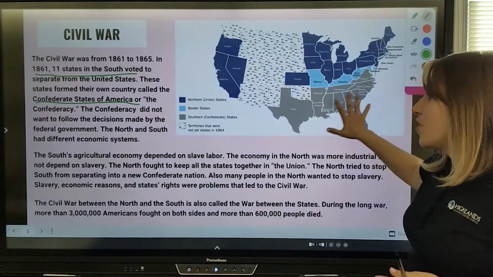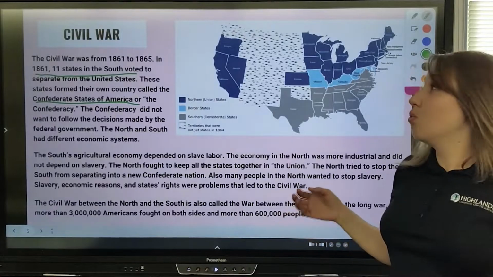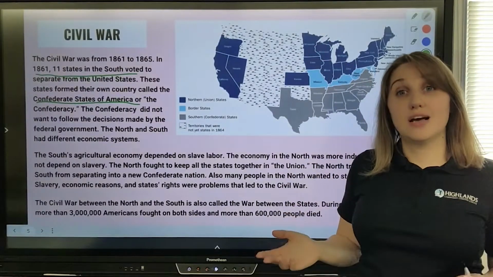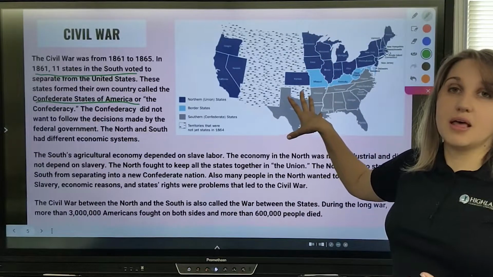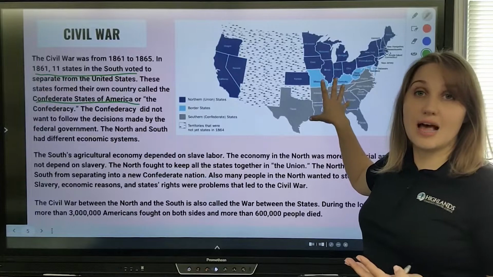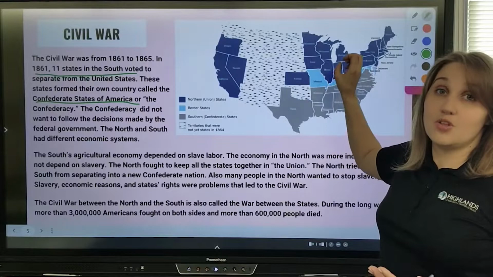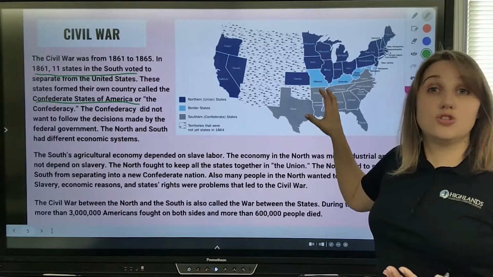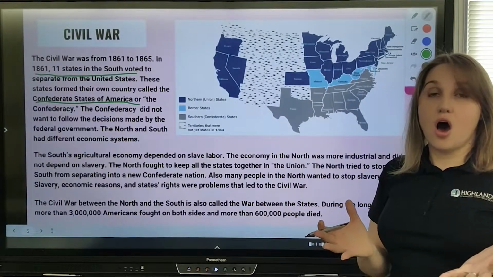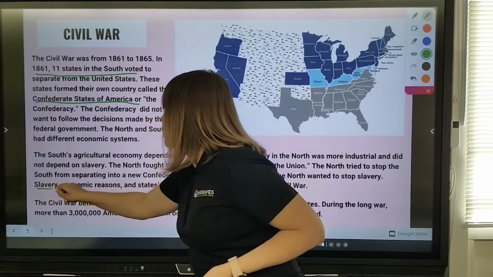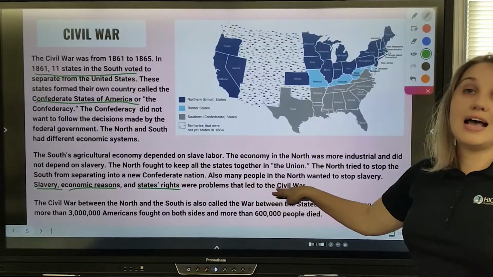The South's agricultural economy depended on slave labor, whereas the North was more industrial. A lot of people in the North didn't like the system used in the South, which depended a lot on slave labor. So the people in the North wanted to stop slavery. Therefore, slavery, economic reasons, and states' rights were problems that led to the Civil War.